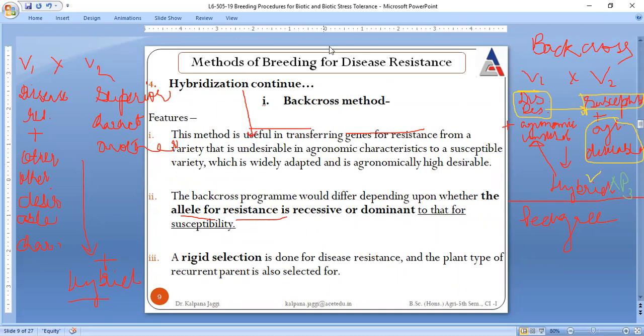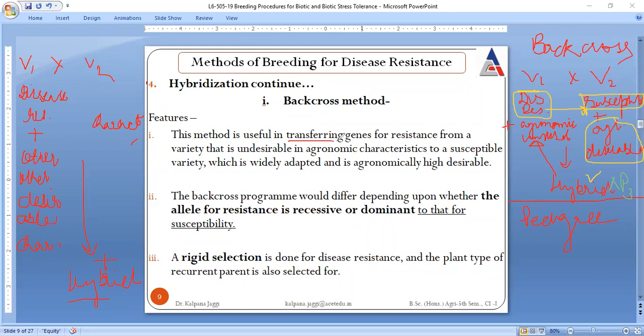Very first, we will talk about the backcross method. In the backcross method, we will discuss some of its features that will help you easily understand the concept of backcross technology. This is very clear to all: this method is useful in transferring genes for resistance.